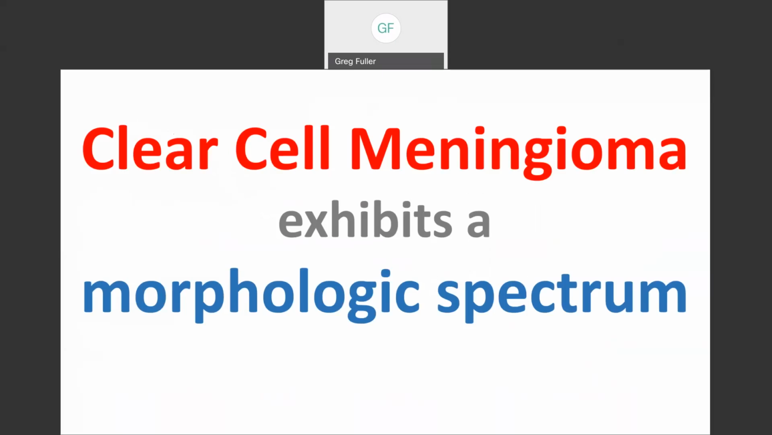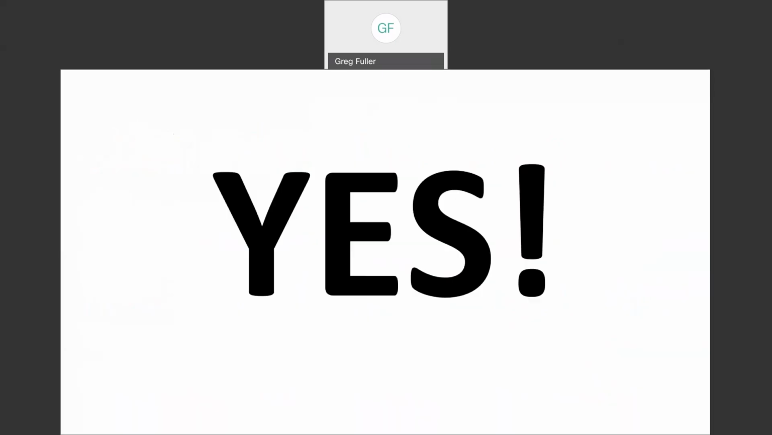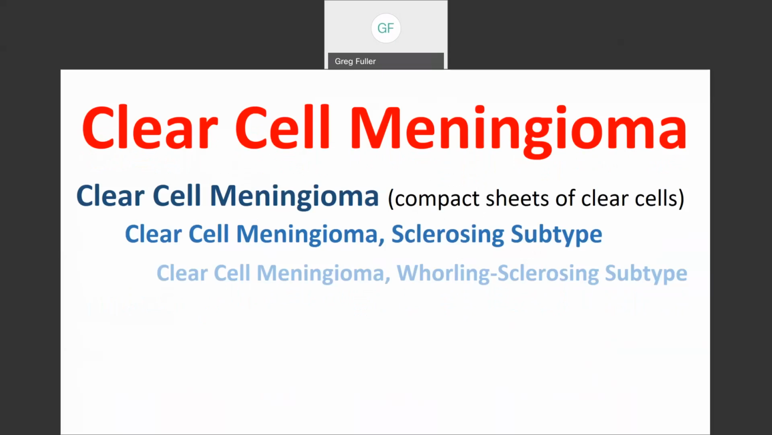I thought that clear cell meningioma, all the pictures I've seen in the textbooks, all the pictures I've seen in the conferences, were just sheets of clear cells, fried egg artifact. Looks like an oligodendroglioma. Does clear cell exhibit a spectrum? Yes, there is a spectrum, and it's hierarchical. Look, it goes like this. Clear cell meningioma, you want to call it classic type, compact sheets of clear cells. Absolutely, extremely common, probably the most common variant.